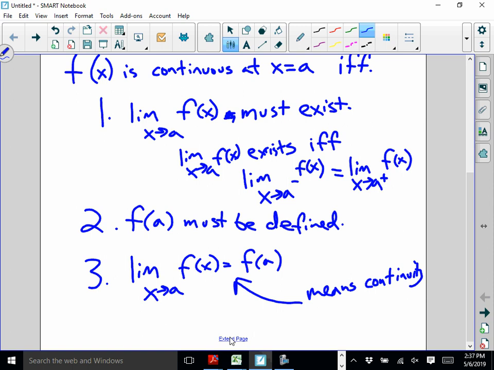Okay, let's talk about what happens if these things fail. Let's say that you do a left-hand limit and a right-hand limit and you get different answers. So the limit doesn't exist. Let's say your left-hand limit is 2, your right-hand limit is 3. Well, that means it's discontinuous. But what kind of discontinuity would it be? Well, let's take a look.